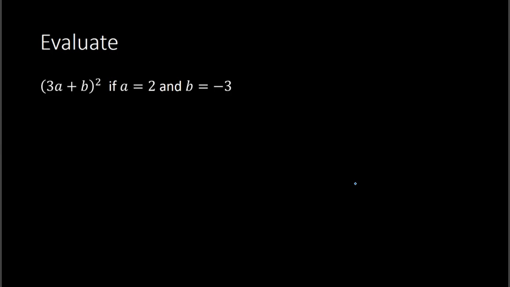All right, next you're told to evaluate (3a plus b) squared if a equals 2 and b equals -3. So we begin by plugging in 2 and -3 in place of a and b. So here we have 3 times 2 plus -3. So we begin within the parentheses before we try to square anything. 3 times 2 is 6, and then 6 plus a -3 is the same thing as 6 minus 3, which would equal 3. So within parentheses I have 3, and then that's being squared. So 3 squared would be 3 times 3, which would equal 9.